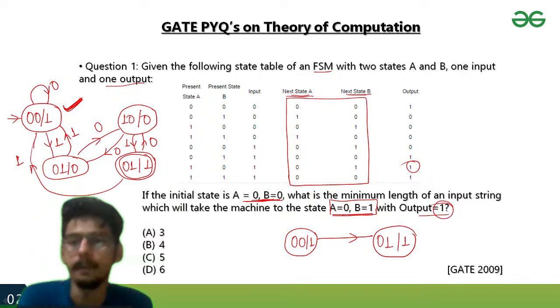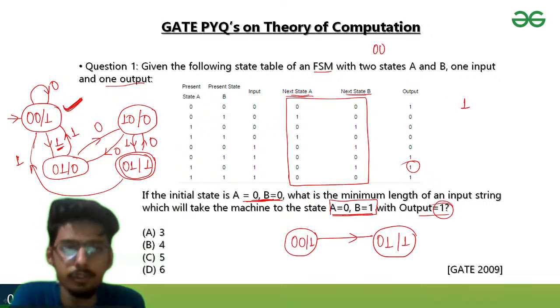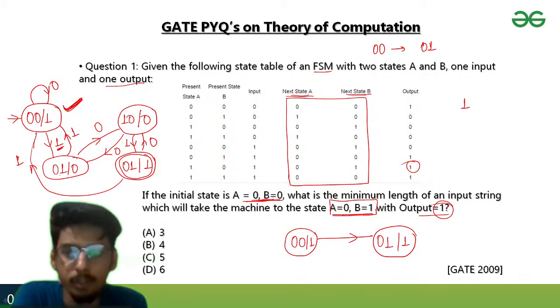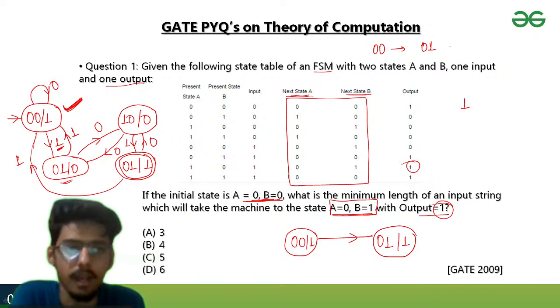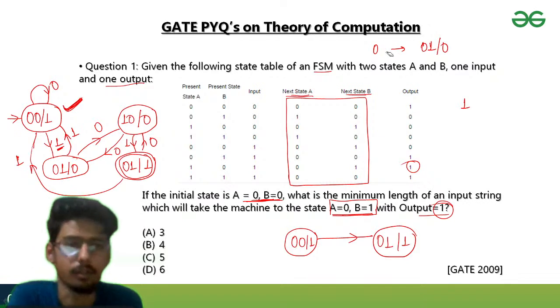Yes, okay. So on seeing this one, I see the first symbol as 1. I move from 0 0 to 0 1. Now I am on this state 0 1. Then on seeing a 0, I am moving to 1 0, and the output is 0. Let me write over here only.